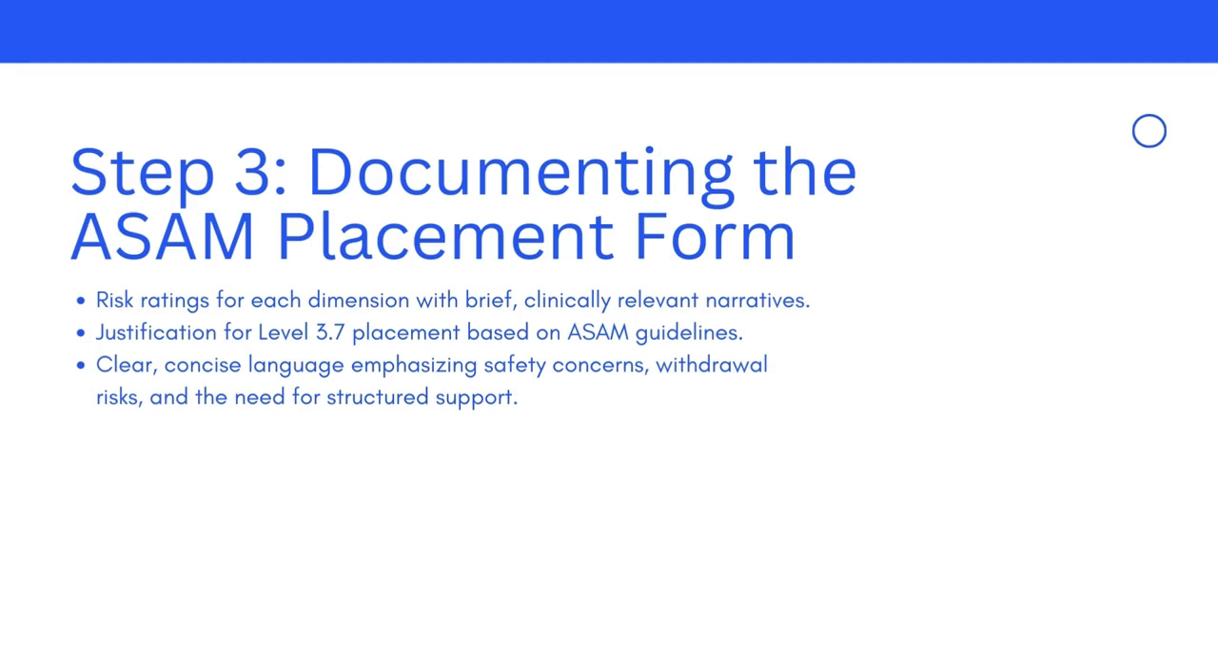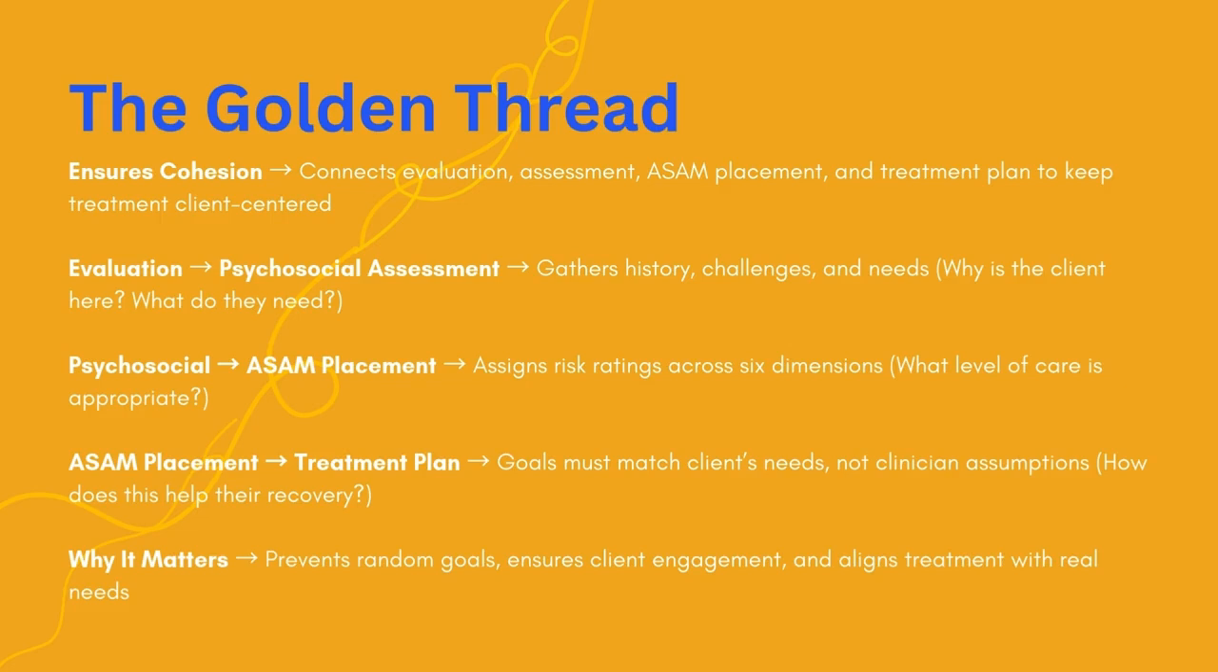So again, when completing that ASAM form, you want to make sure that the following are documented: the risk ratings, the justification for 3.7 placement or any placement for any level of care. You're going to want to use clear, concise language, emphasizing safety concerns, withdrawal risks, and the need for structured support. Once that form's completed, I showed you, you sign it, I sign it, Dr. Allen signs it. If you make a mistake and send it to the wrong person, we'll catch it, we'll find it, we'll get it to Dr. Allen.